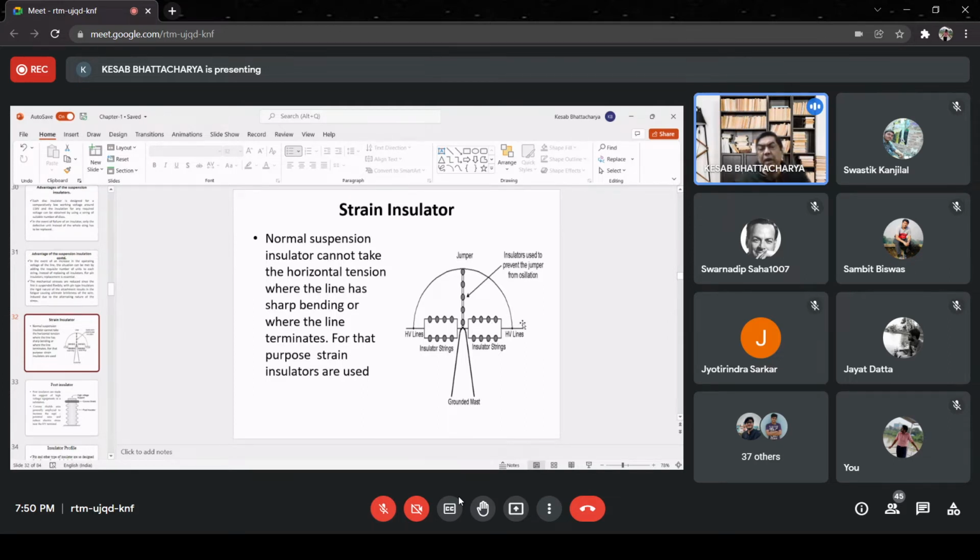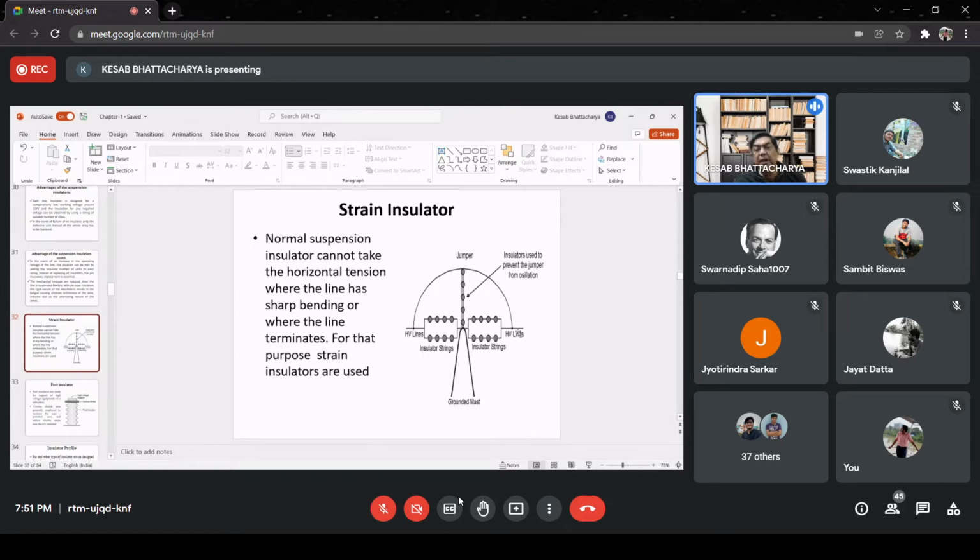Maybe the outgoing line will move in some other direction, not in the same direction. Then what happens? We have to terminate the incoming line with the help of insulators at this tower body, and from here again the line has to be taken to some other direction, but there has to be some continuity between the incoming line and the outgoing line. That is done with the help of a connecting wire like this.